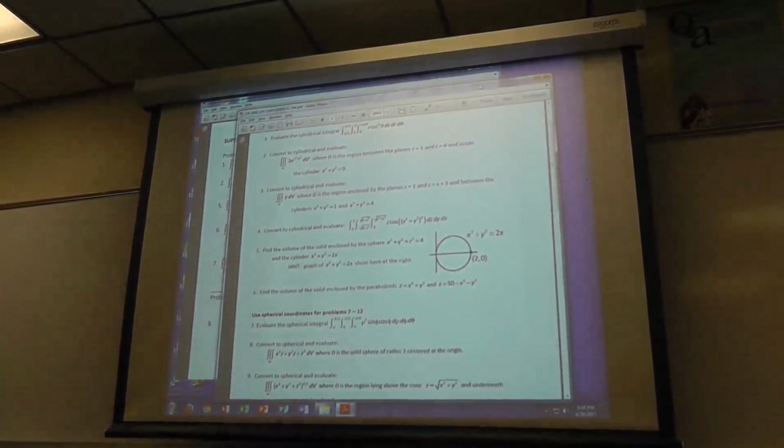Along with that packet I just showed you, that's the main bank of material for test 4.